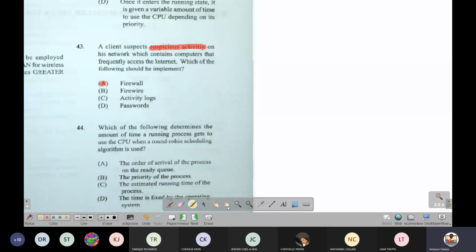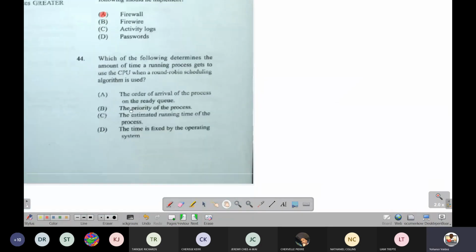Which of the following determines the amount of time a running process gets to use the CPU when a round-robin scheduling algorithm is used? In a round-robin scheduling algorithm, the time is fixed by the operating system. The operating system says everybody gets a certain amount of time.